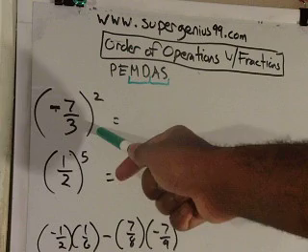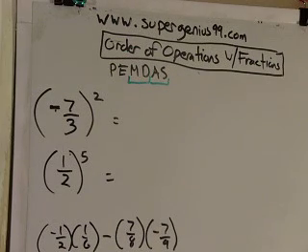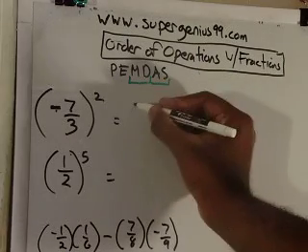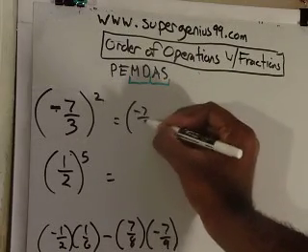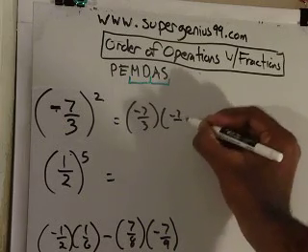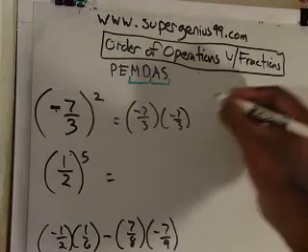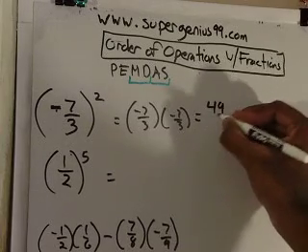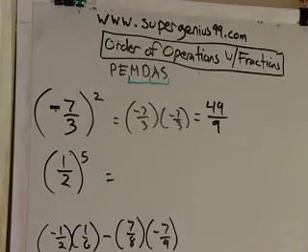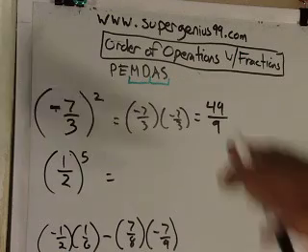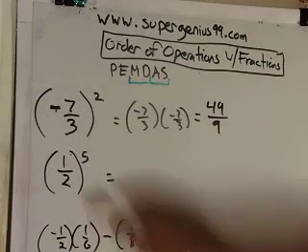Okay, so let's do this first one. Negative 7 over 3 squared. Well, anything squared is what? Itself multiplied 2 times in a row. So negative 7 over 3 squared is the same as negative 7 over 3 times negative 7 over 3. Negative 7 times negative 7 is 49, and then 3 times 3 is 9, okay? And I'm just going to leave it like that. You can turn it to a mixed number if you want to, but that's all you have to do. That's the answer.